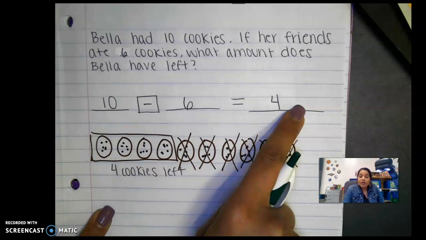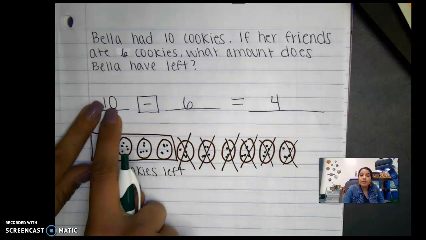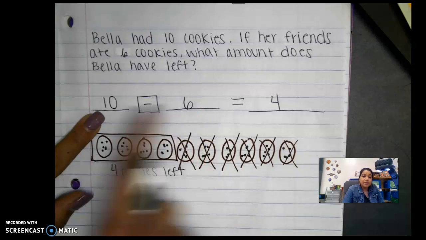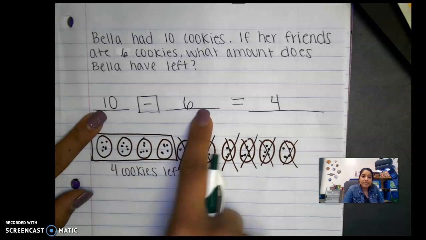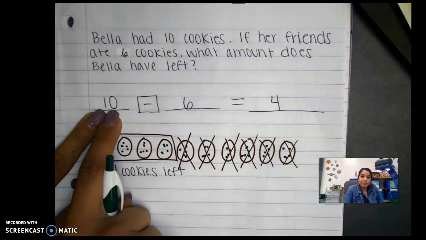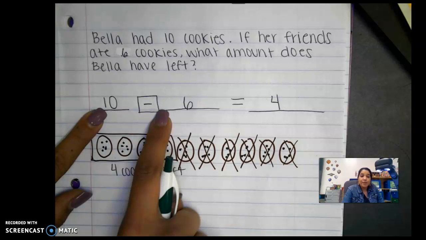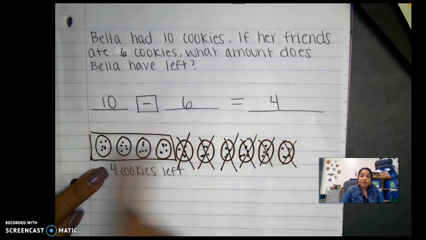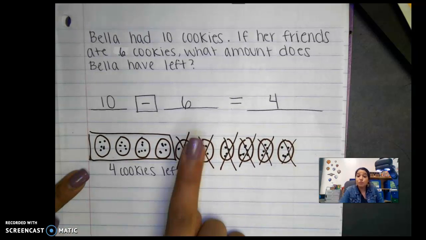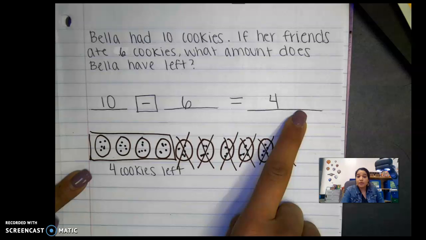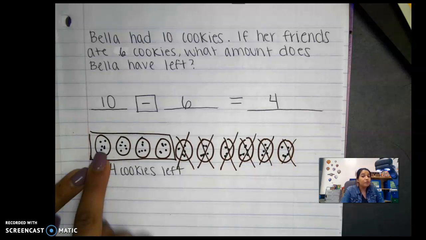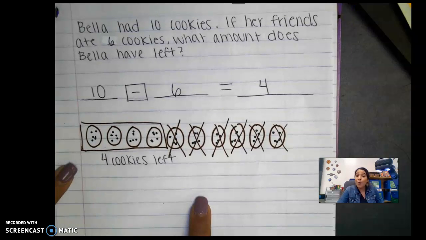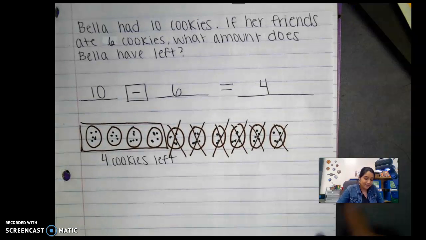But very, very important that you put the biggest number in the front. So if we have 10 minus 6, make sure you put the 10 before 6 because it's the biggest number. So 10 minus 6 equals 4. And it's always important to draw a picture because it will help you with a number sentence or even to create a strip diagram. So Bella had 4 cookies left.